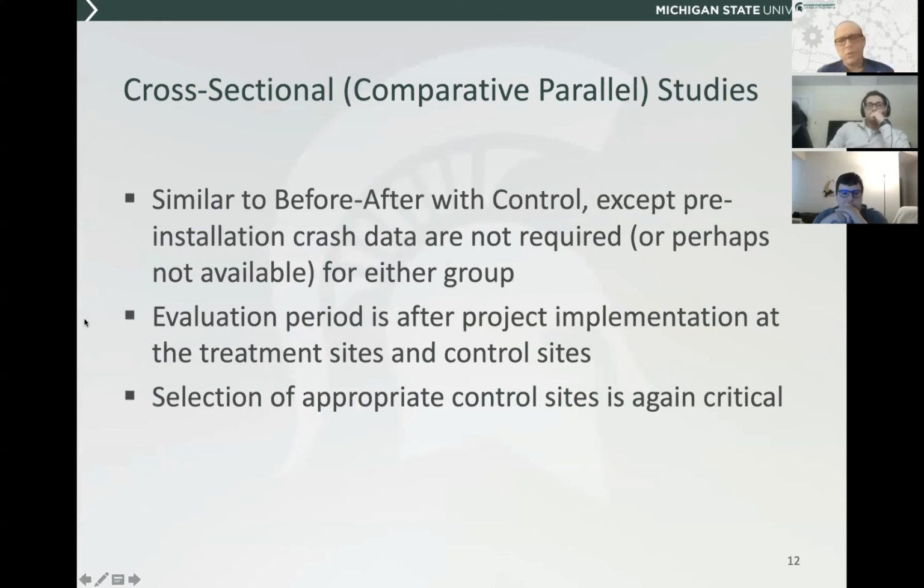Okay. Now, the last example we'll talk about today is what's referred to as a cross-sectional or comparative parallel study. And so in this context, we're comparing sites where a treatment has been applied to similar sites where the treatment hasn't been applied. However, for some reason, we may not have access to pre-installation crash data for the treatment group, or just longer periods of historical data for the control group even. And this would be very common when we try to do evaluations of things like, let's say, chevron signs or curve advisory warning signs or things of that nature.